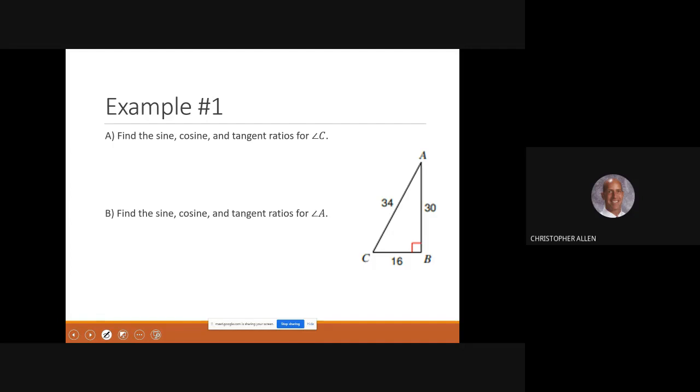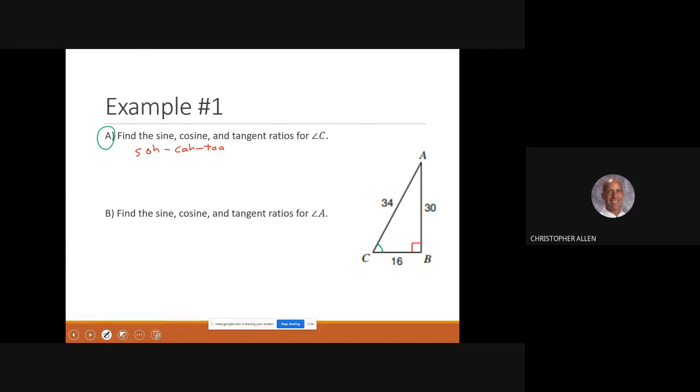Okay. So let's go ahead and do example 1 here together. Actually, I'm going to do part A, and I'm going to let you do part B. Part A says, find the sine, cosine, and tangent ratios for angle C. So we're talking about this angle right here. There's angle C. Just to model what I was just saying, I'm going to write so, ka, hoa, just to help me make sure I don't screw this up.